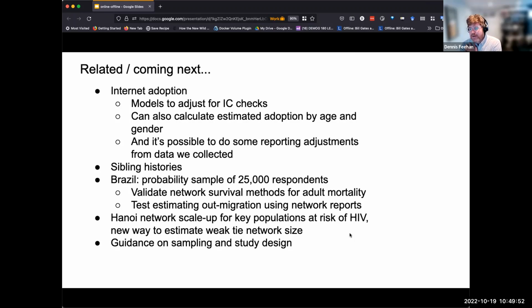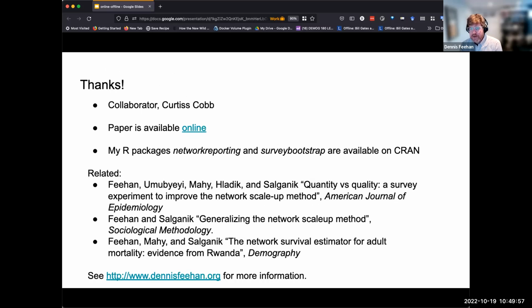And then I think we generally need a lot more guidance on sampling and study design in this area. So thanks to my collaborator, and you can check out the paper if you're curious. If you want related papers, there's a little more info on my website. I'd be happy to take questions or chat about this. Thank you.